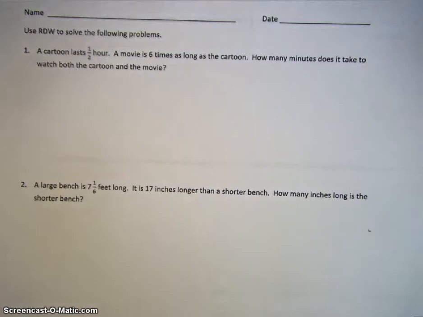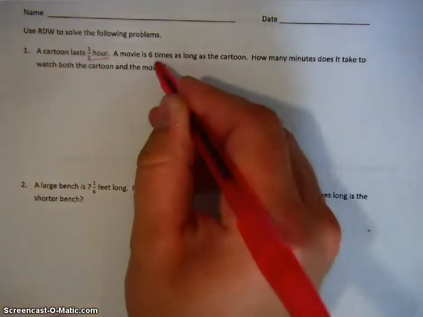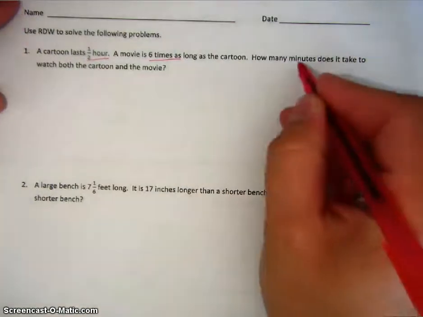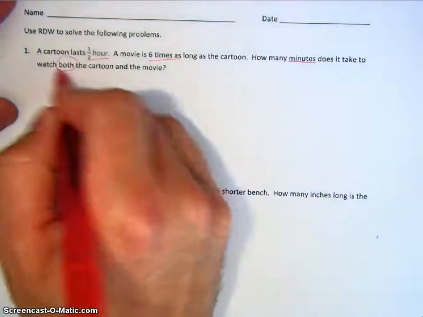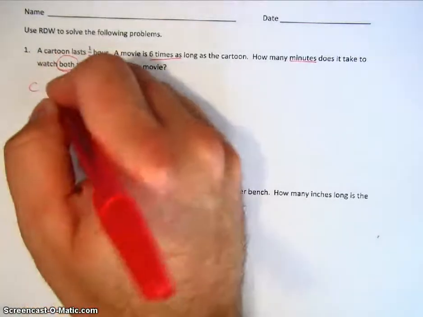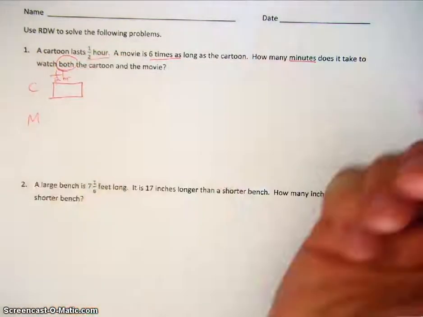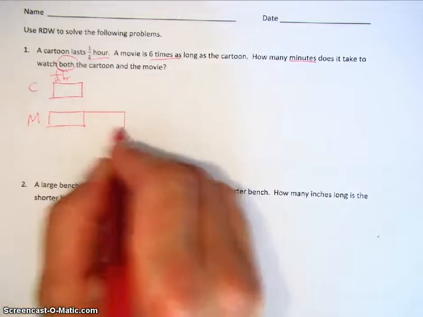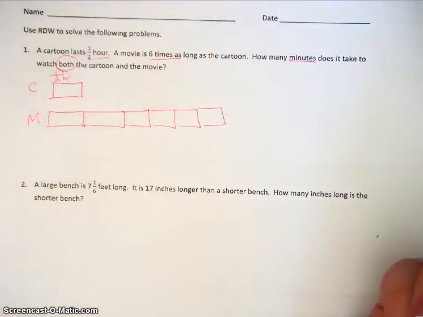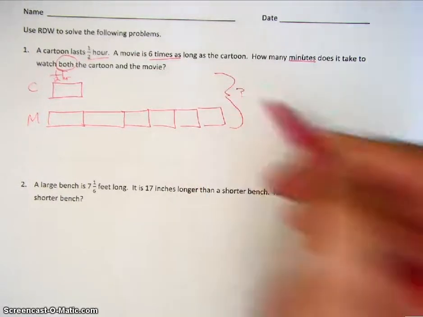Okay, so our first question here, number one, a cartoon lasts 1/2 hour. A movie is 6 times as long as the cartoon. We want to know how many minutes does it take to watch both the cartoon and the movie. Okay, so we're going to set it up as cartoon and movie. Okay, so we have 1/2 hour, and our movie 6 times as long. Now our unknown, what we're trying to find, is going to be the total of the two combined.